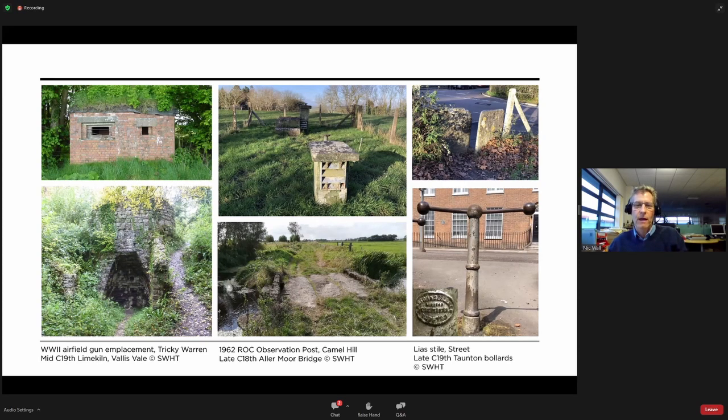On this page, we have a World War II airfield gun emplacement on the Blackdown Hills, an early 19th century lime kiln near Frome, a Cold War underground bunker off the A303, and a late 18th century bridge on the Somerset moors with a bed of 3 massive Draycott marble slabs. We also have a lyre stone style in Street and a late 19th century bollard by a local foundry in Taunton.